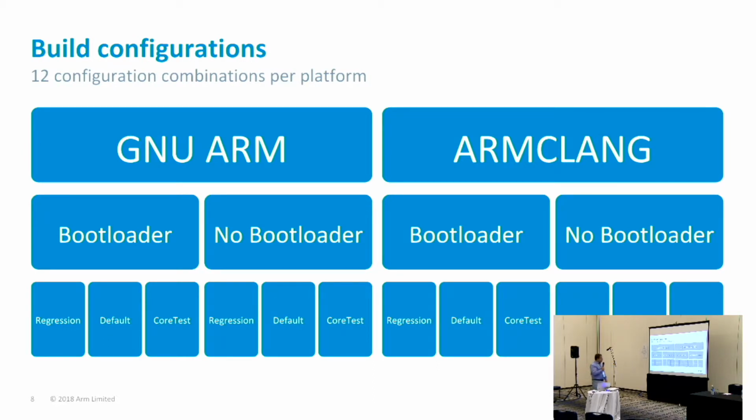With TFM, we currently can have 12 different build configurations. We can build TFM using GCC or ARM Clang. We can build TFM using the built-in MCU bootloader, or we can build it without it. And for each of those combinations, we can build either regression, default, or core test configuration. 12 different configurations, they do have an impact in time. And this is critical for the development workflow.